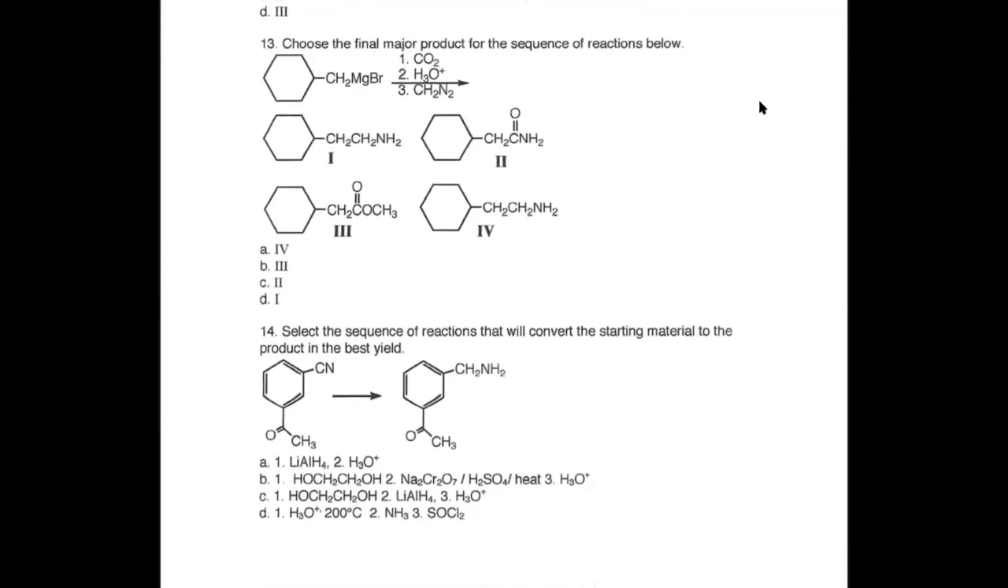All right. Oh, and I think Wally is here too. Hi, Wally. So for the next one, it wants us to choose the major product for a sequence of reactions below. And what we see at the beginning there, that is our Grignard reagent, right? So how is our Grignard reagent going to react with carbon dioxide?